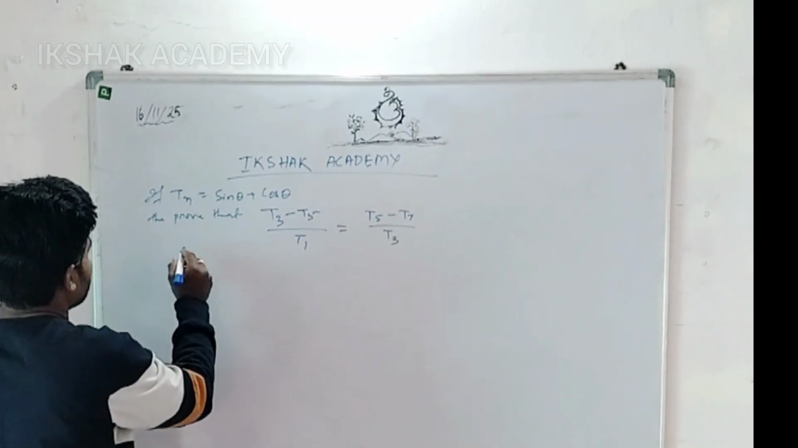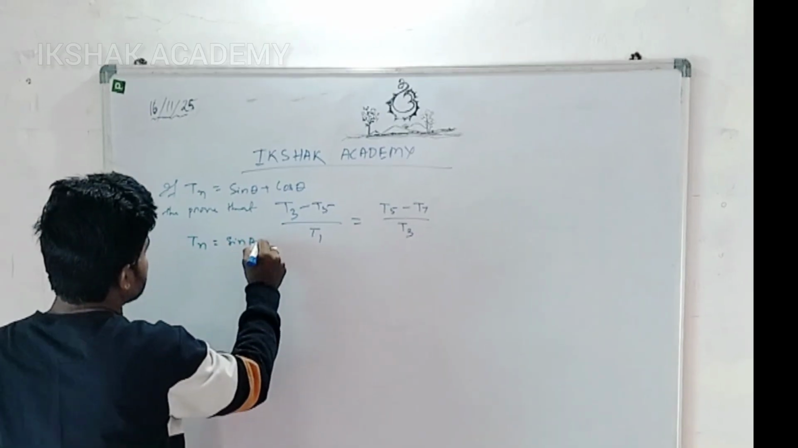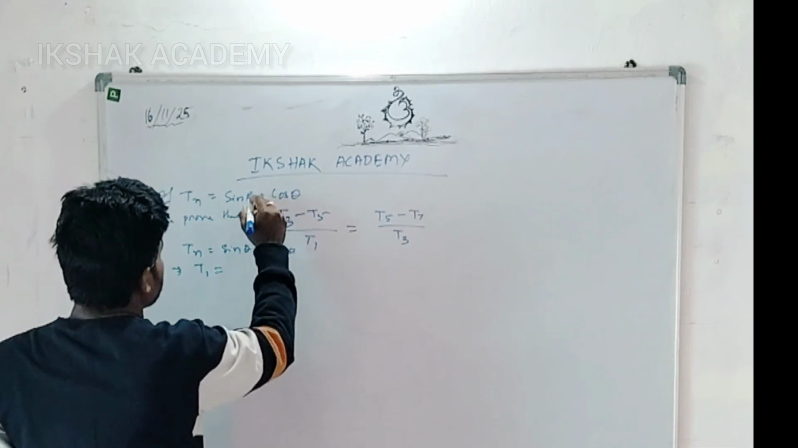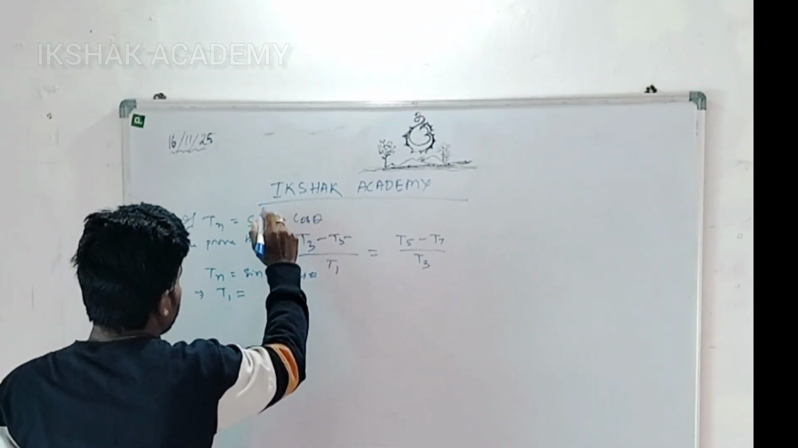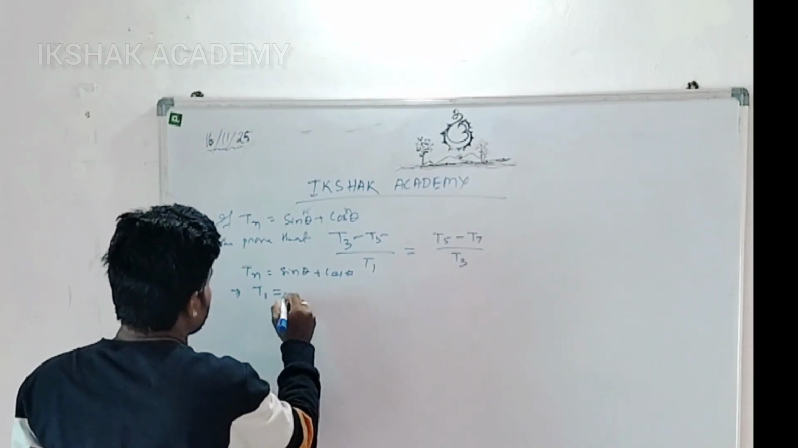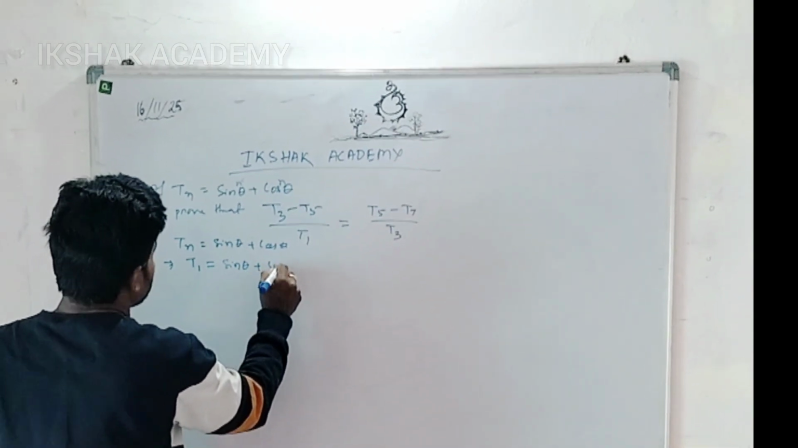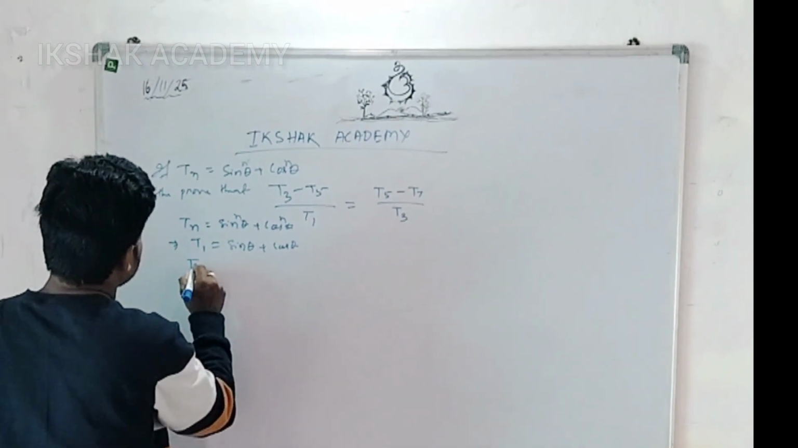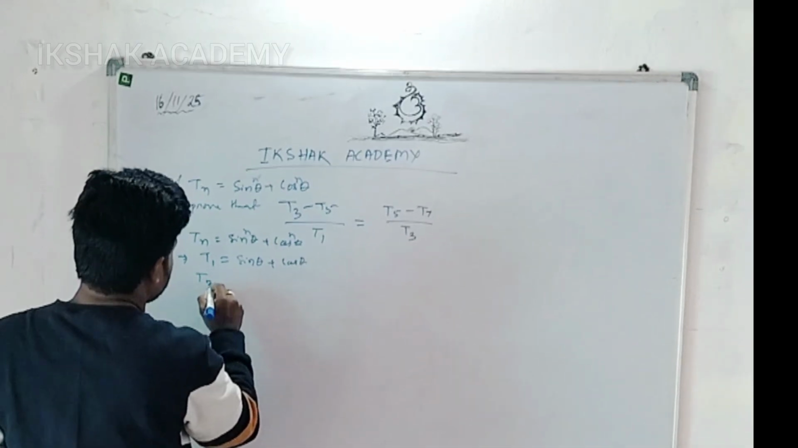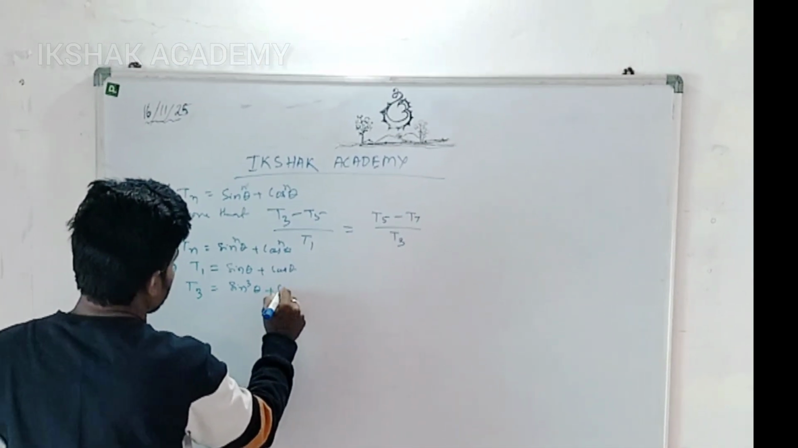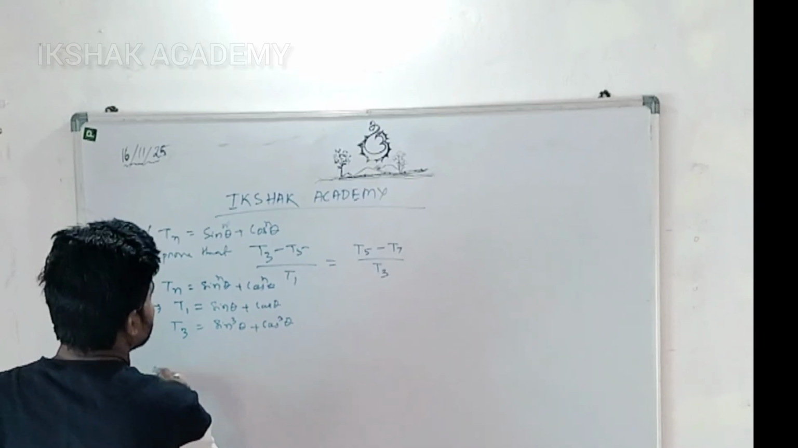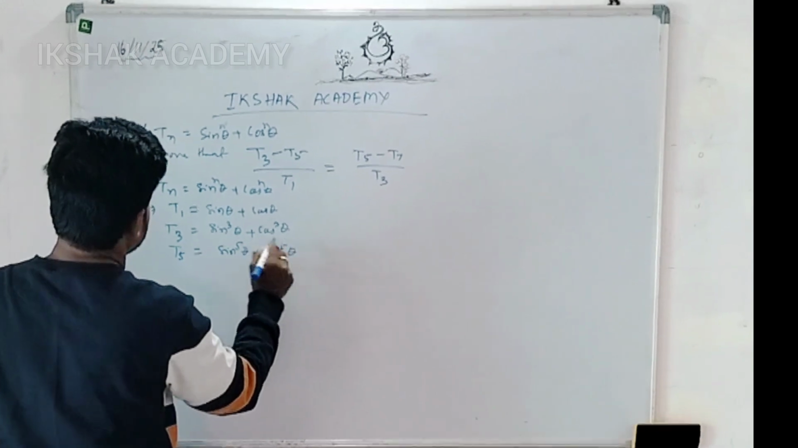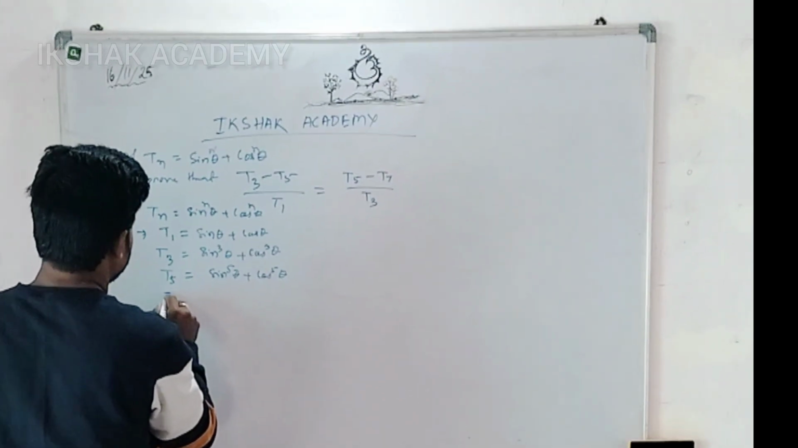So first of all, Tn equals sin^n theta plus cos^n theta. So T1 equals sin theta plus cos theta, where the power n is put on sin n theta and cos n theta. We have put the value 1 in place of n. T2 is not mentioned, so T3 equals sin cube theta plus cos cube theta. Then T5 will be sin^5 theta plus cos^5 theta. Then T1, T3, T7.